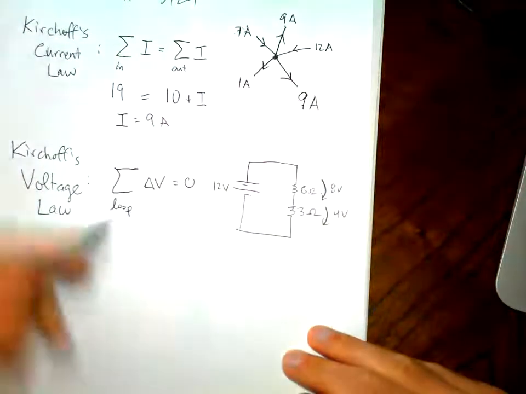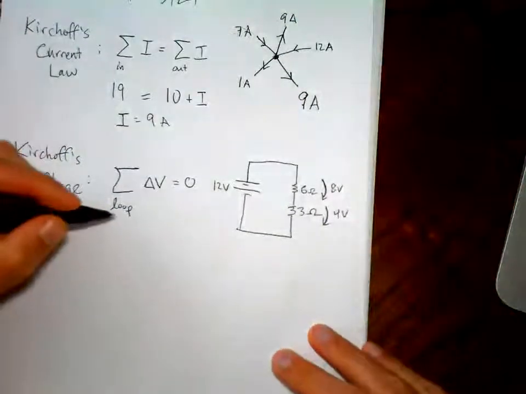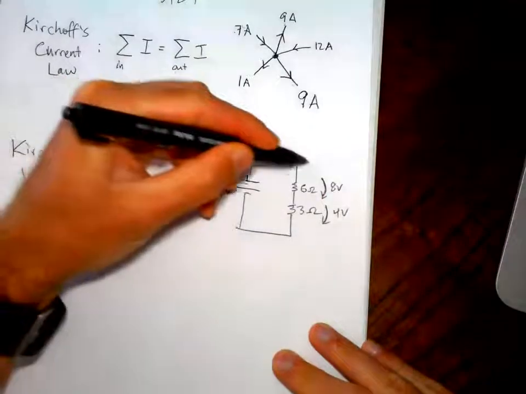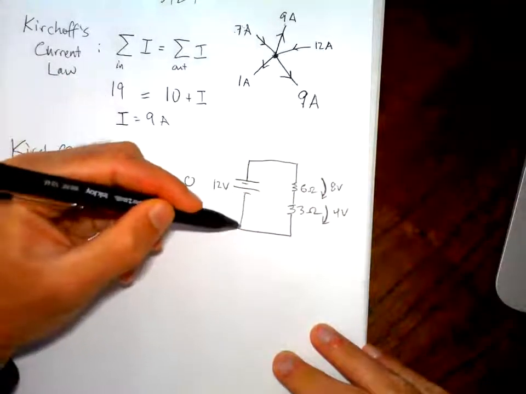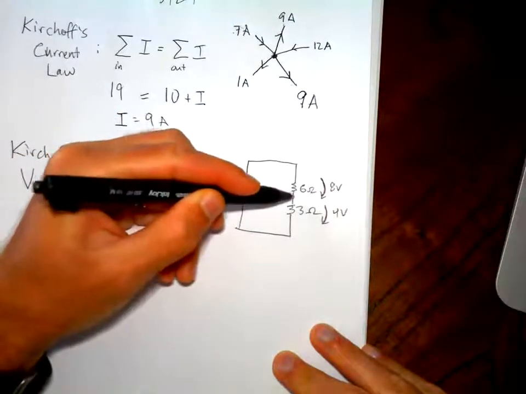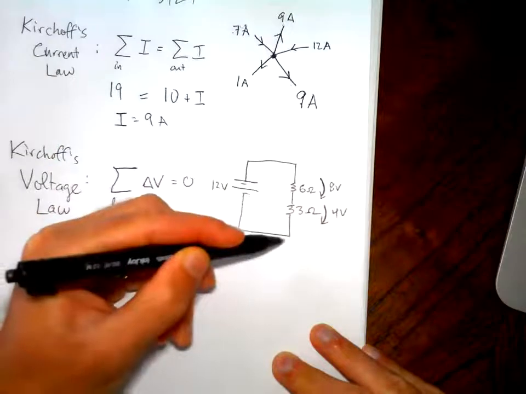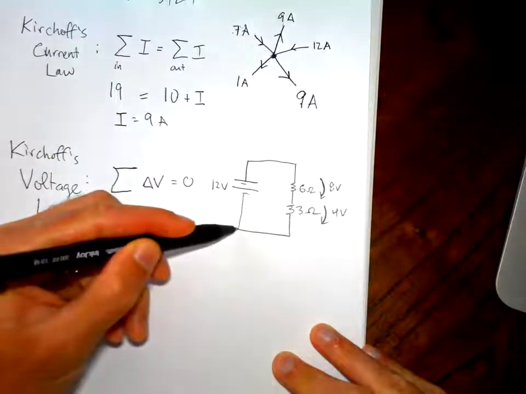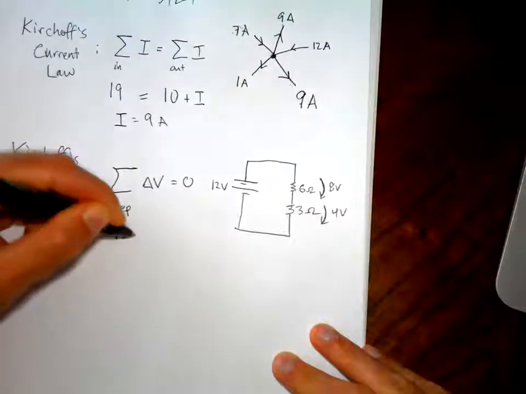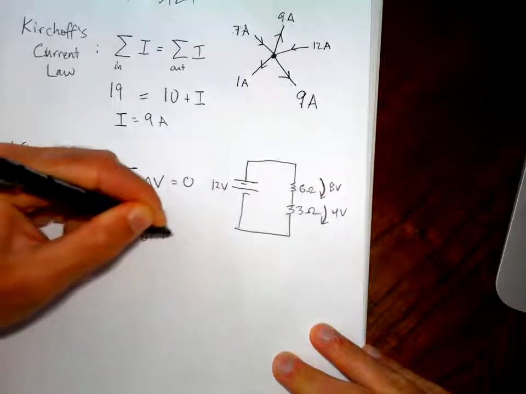Okay. So Kirchhoff's voltage law says that if we were to go around this loop in the circuit, there is a 12 volt rise, followed by an 8 volt drop, followed by a 4 volt drop, and then we come back to where we started, and that equals 0. So we have 12 minus 8 minus 4 equals 0.